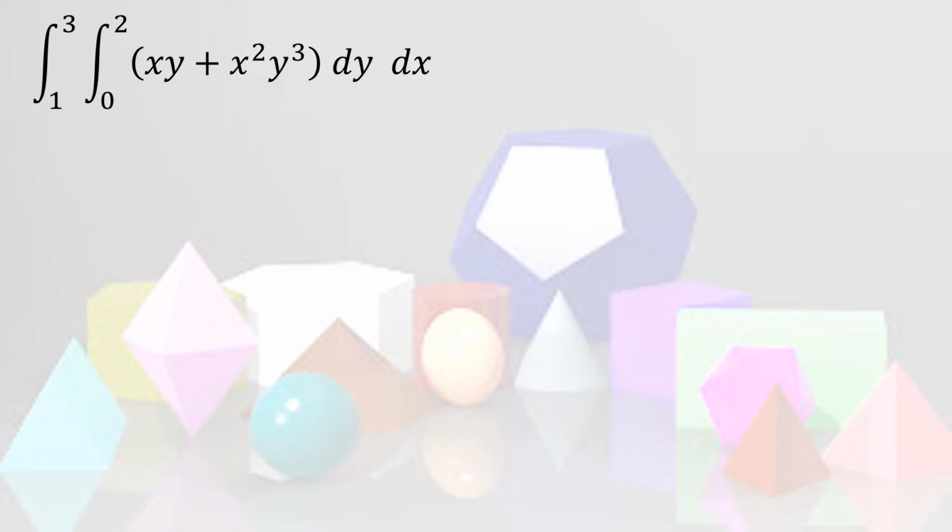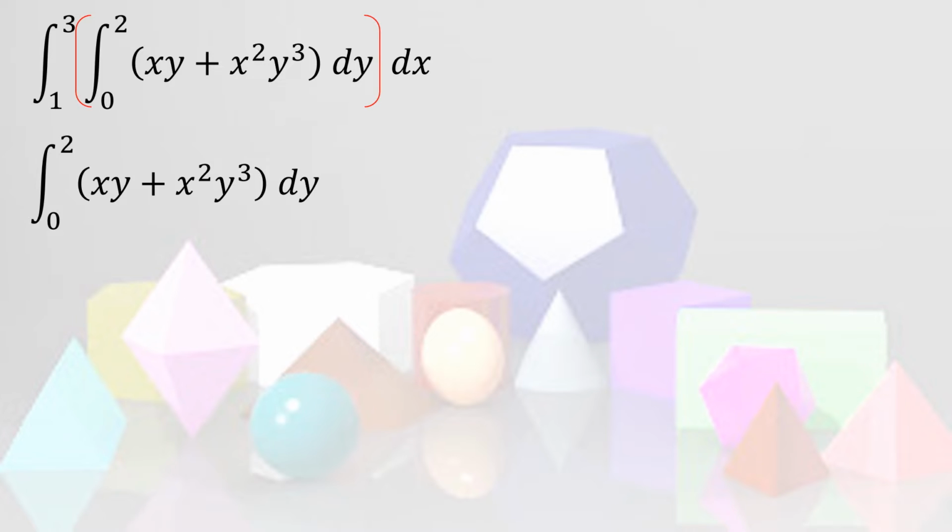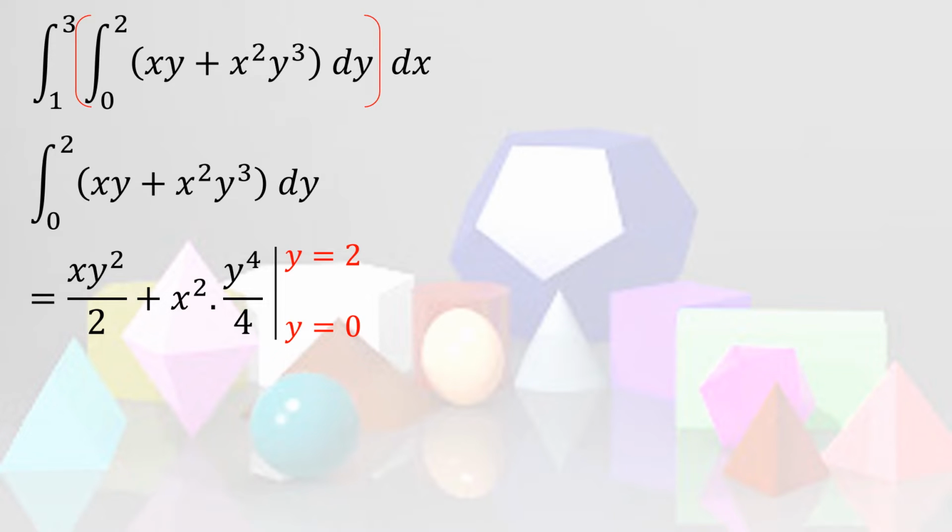So let us have the double integral of x, y plus x squared y to the third dy from 0 to 2 as well as dx from 1 to 3. In doing this, the first step is to get the integral of the inner part. So the integral is xy squared over 2 plus x squared times y to the fourth over 4 from y equals 0 to y equals 2.